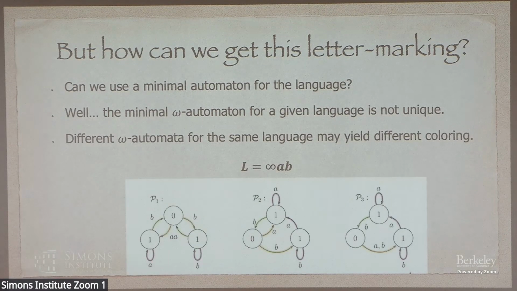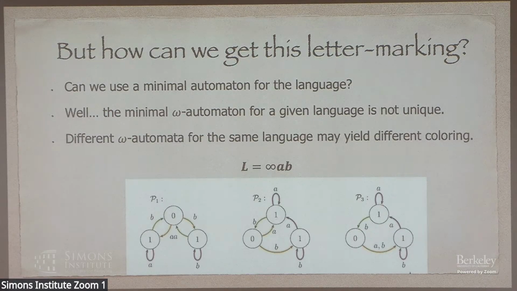This is just an example to illustrate, for the language infinitely many ABs. The coloring that I would get here on AB would be one green in every period of two, but here it would be A, B, A, B. So I would get two reds and one green in a period of 4.